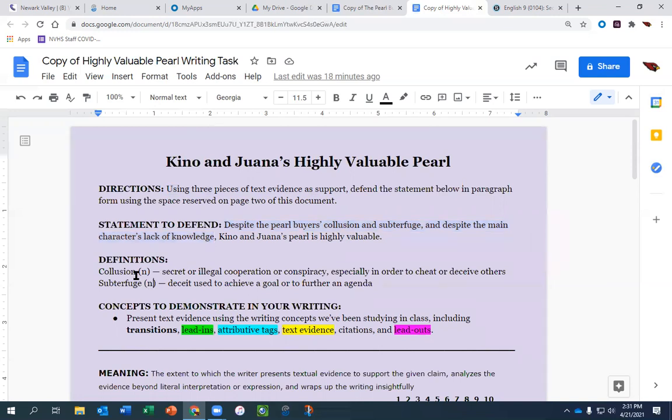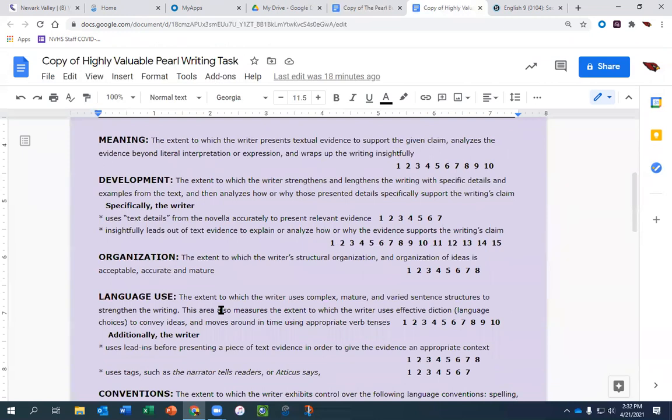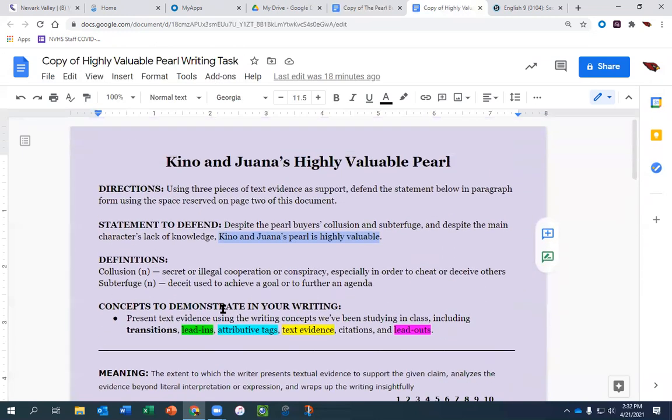And then ultimately, what are you going to demonstrate in this writing? You're going to demonstrate that you can present some text evidence, and moreover, that you can lead into it. Put it in context, let us know whose words you're borrowing, cite what page it came from, and then explain how or why that yellow stuff, that text evidence, supports this statement, particularly this part of the statement, that Kino and Juana's pearl is highly valuable. So the rubric is down below.